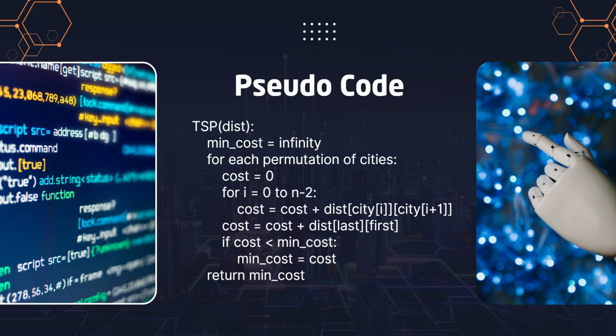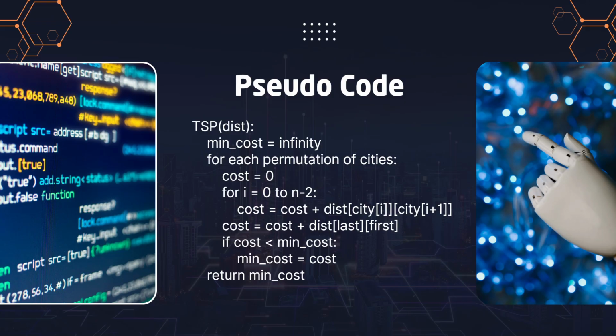Now I will explain the working of the traveling salesman problem using the brute force approach. In this part, I will focus on the pseudocode, its Python implementation, and the corresponding input and output. Pseudocode. First, let me clearly explain the pseudocode of the traveling salesman problem.